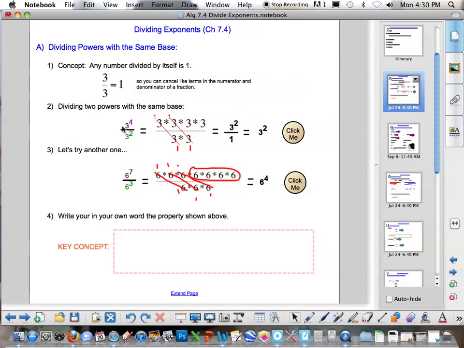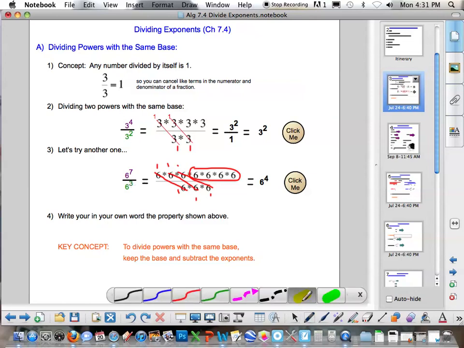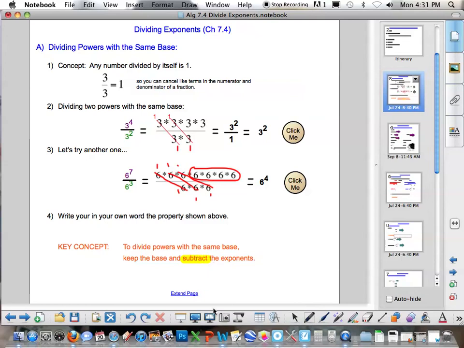Yesterday we were multiplying with the same bases and we added the exponents. Today we're going to subtract. This is important. To divide powers with the same base, if they have the same base, you can keep the base and subtract the exponents. We could have gotten this 2 real quick by going 4 minus 2. We could have gotten this 4 real quick by going 7 minus 3. Always top, take away bottom. The most important word here is that word subtract. Go ahead and take a second, pause the video, copy that down.